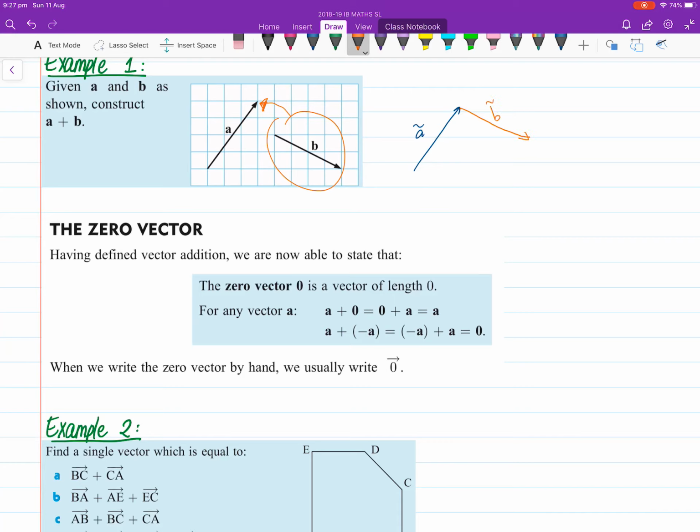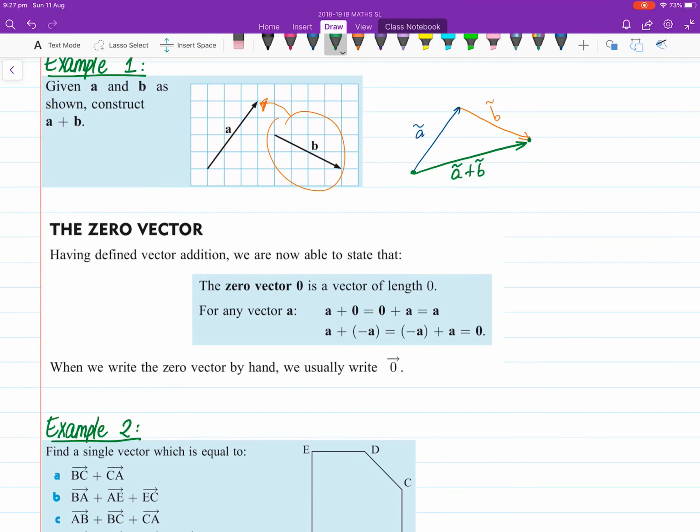So the resulting vector, A plus B, I'll change to green, is you start at the tail of the beginning and end at the tip of the end part, and so that there is A plus B. Vector A plus vector B. Okay, that's it. Very straightforward.